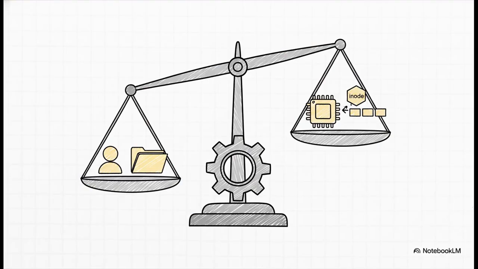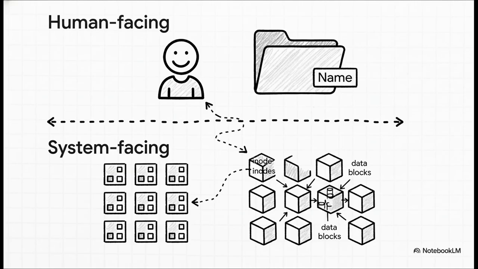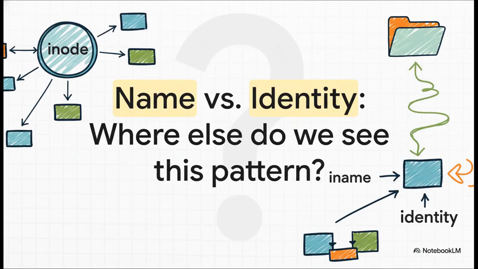So what's the big idea here? It all comes down to a really elegant design principle: separation of concerns. You've got the human-facing name we use and the system-facing identity the computer uses. This separation is powerful. This whole pattern, a name that's just a reference to the real thing, is huge in computer science. What else works this way?